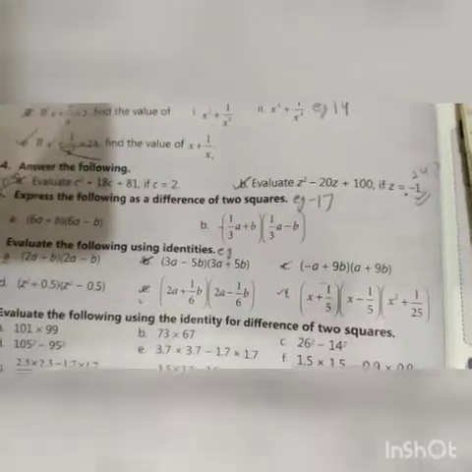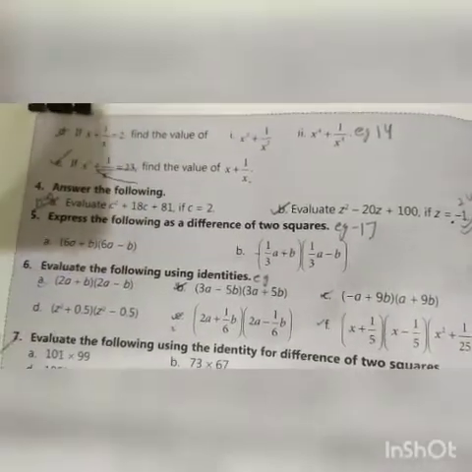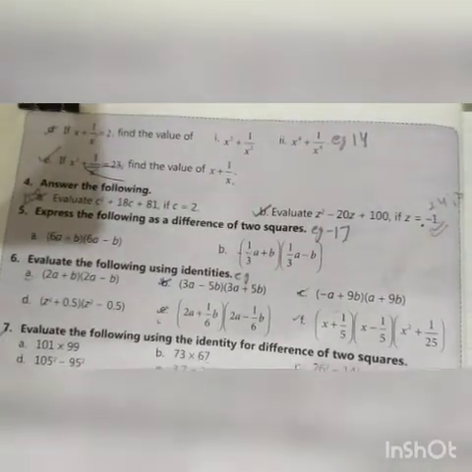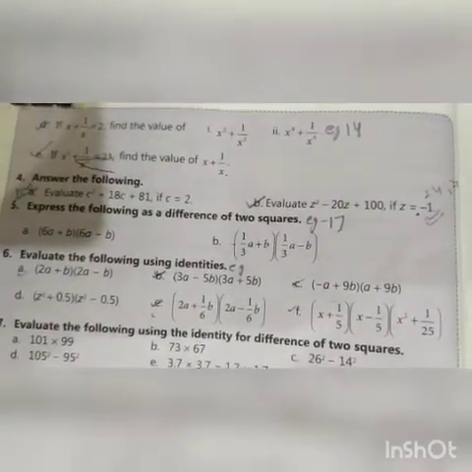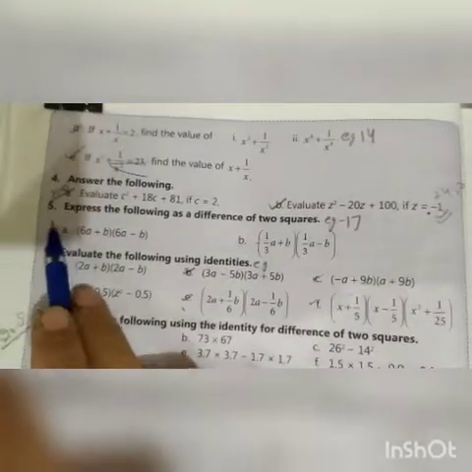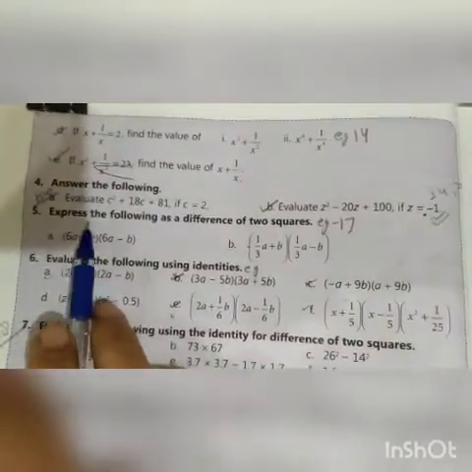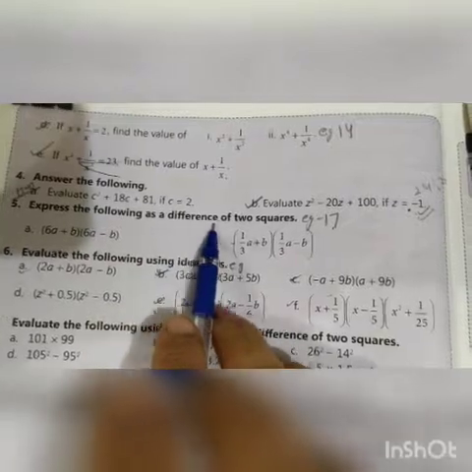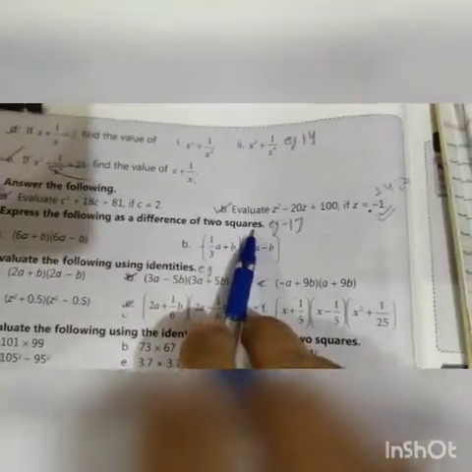In the previous class, we completed up to question number 4 of exercise 5D. Today we will continue the same exercise starting from question number 5. Question number 5 is: express the following as a difference of two squares.